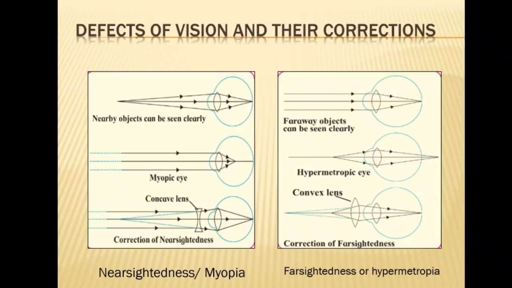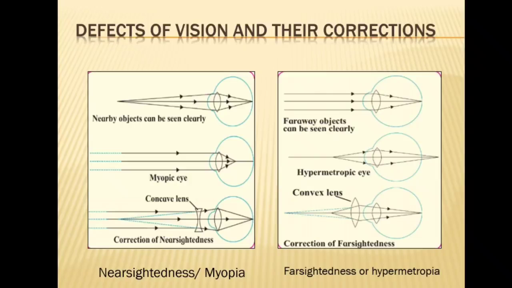Second defect, farsightedness or hypermetropia. In this defect, the human eye can see distant objects clearly but cannot see near objects distinctly. This means that the near point of the eye is no longer at 25 centimeter but shifts farther away. As shown in the diagram, the image of nearby objects gets formed behind the retina.